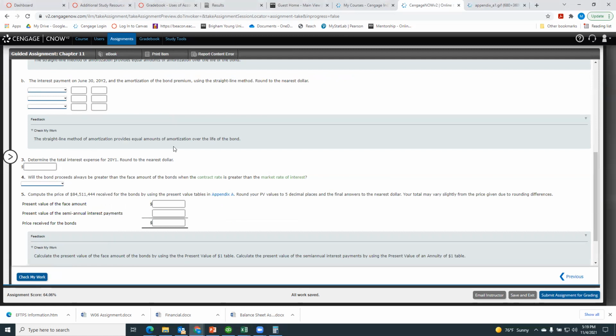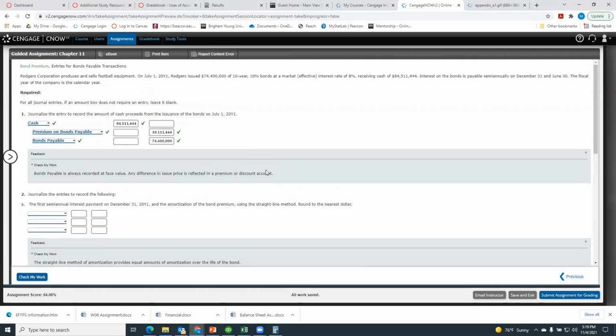We'll double check it. Looks like it's good. All right. So now we have to figure out our semi-annual interest payment. Just like before, our semi-annual interest payment is going to have an interest expense, and we're going to pay out some cash. And then in the middle, we will amortize a portion of that premium on bonds payable.